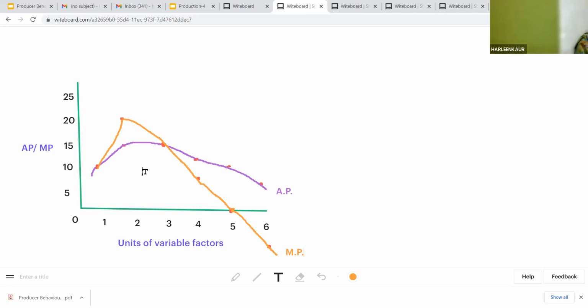Now what happened here? First, the marginal product and the average product initially increase. We can see here both are increasing. This is MP, this is AP. Then they decrease due to the operation of the law of diminishing marginal return. As long as MP is higher than AP, AP is also increasing.